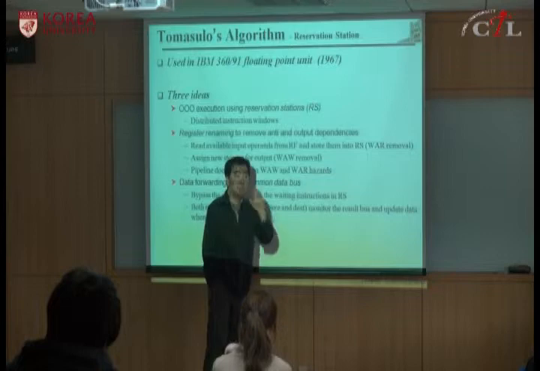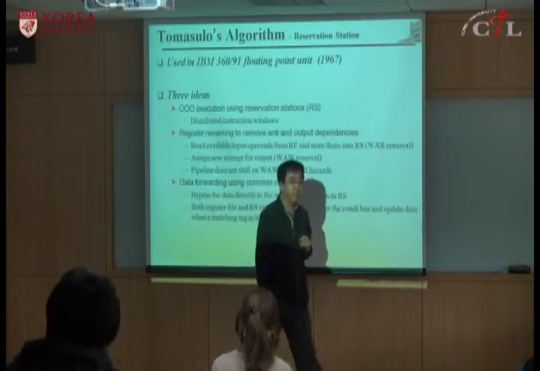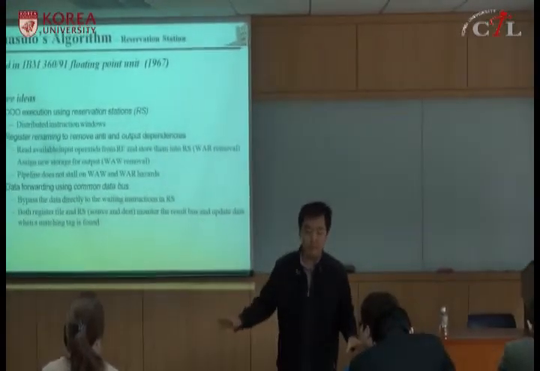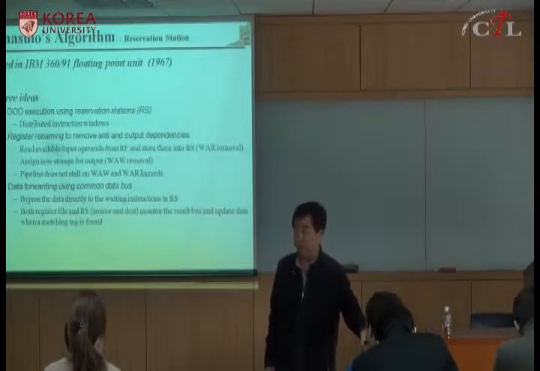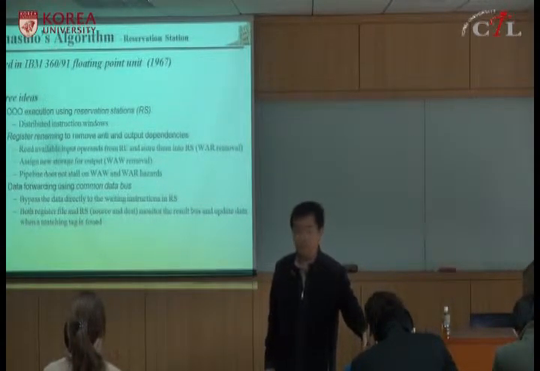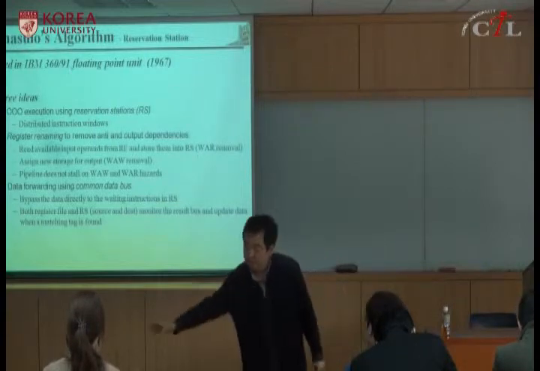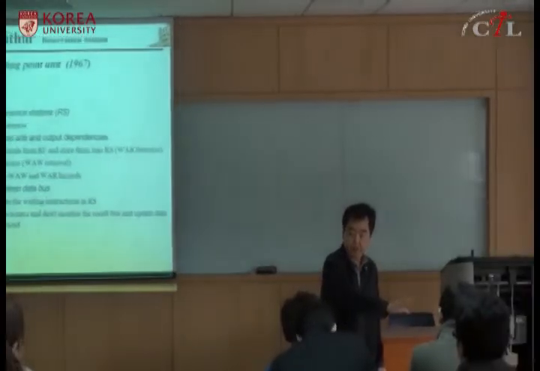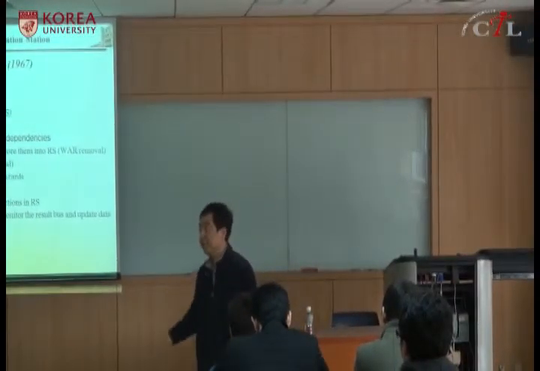Okay? Then you can remove this write after read dependence because, as I said, this is a read and write. It hasn't read the source yet. But the later second instruction can overwrite, and this instruction can read the wrong value, which is the future value.